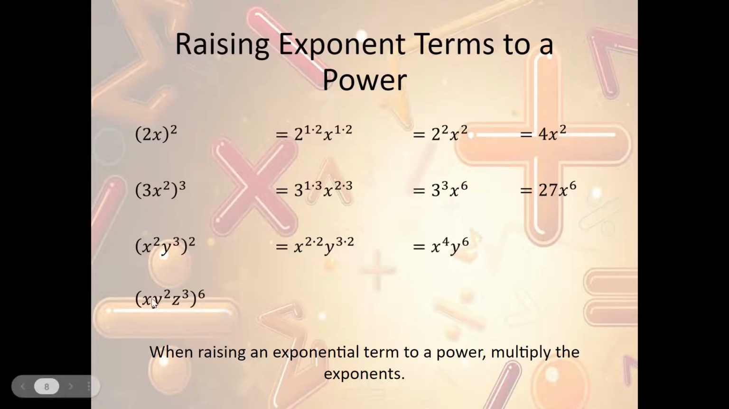Now we have x, y squared, z cubed to the sixth. So we're just going to multiply each of the exponents by 6. So we get x to the first times 6, and y to the second times 6, and z to the third times 6. And we're just going to multiply these out. So 1 times 6 is 6, 2 times 6 is 12, and 3 times 6 is 18. So we should get x to the sixth, y to the 12th, z to the 18th.